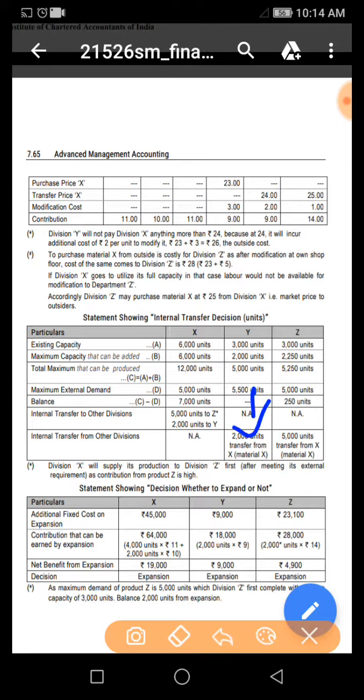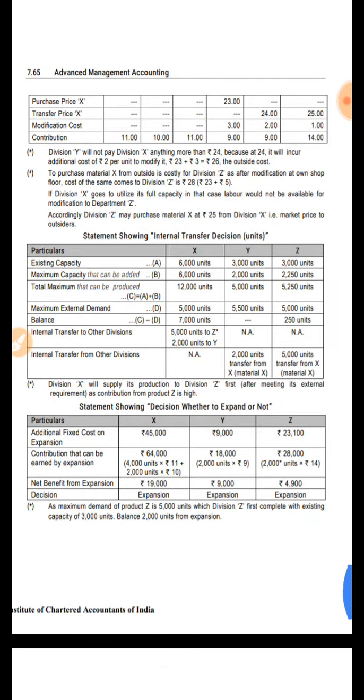now this one, internal transfer from other division. So 2,000 units transfer from X. This 2,000 coming from X, and this 5,000 is coming from X here. Okay. So this is the internal transfer division. Now we have to take the decision like whether to expand or not.